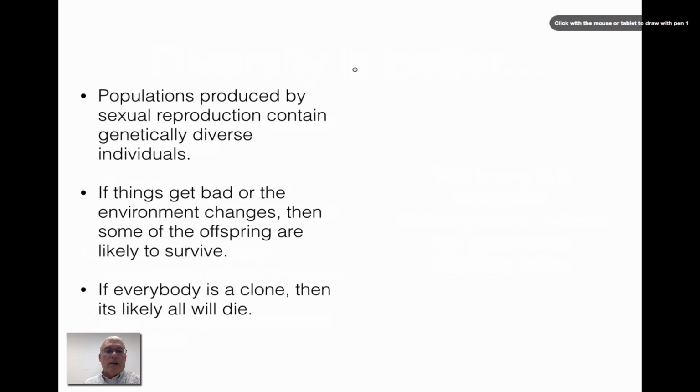All right, so populations produced by sexual reproduction contain many, many genetically diverse individuals. So if things get bad or the environment changes, or, for example, a disease hits, there's an odds that some of the offspring are going to survive. If everybody's a clone, like we saw with the sea anemones, if you just copy yourself, everybody has an equal chance of dying from the disease. So it's likely the whole population is going to be wiped out.